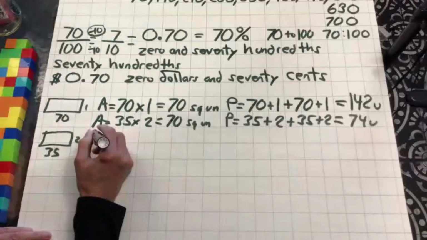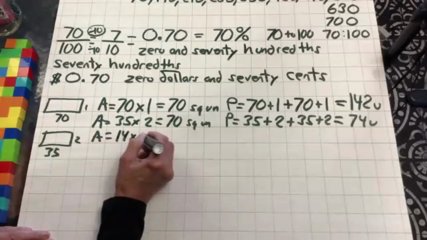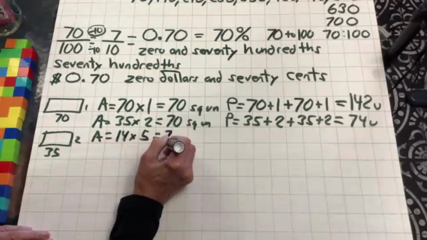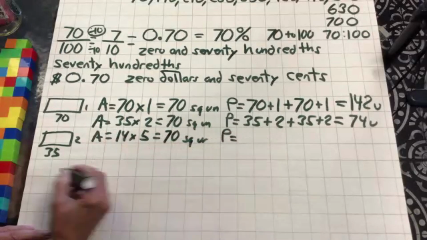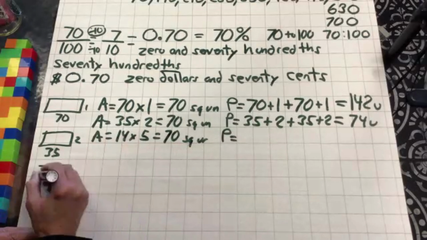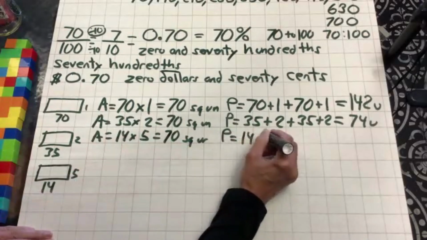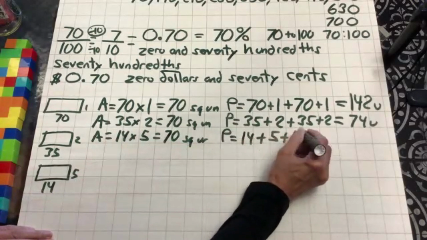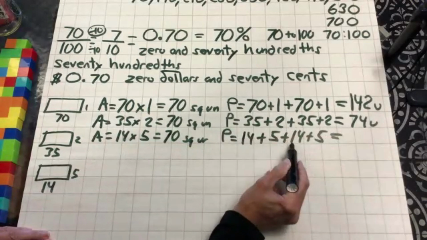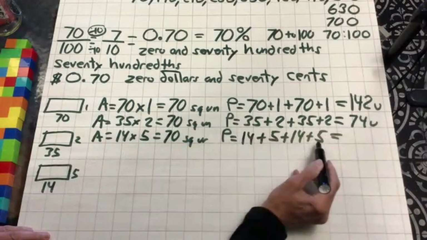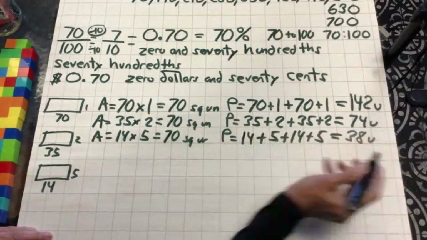Then we're going to go on to the next one, which is a 14 by 5, which equals 70. When we put that perimeter on, so 14 by 5, we have 14 plus 5 plus 14 plus 5 equals, well, 14 plus 14 is 28. 5 plus 5 is 10, so 28 plus 10 is 38.